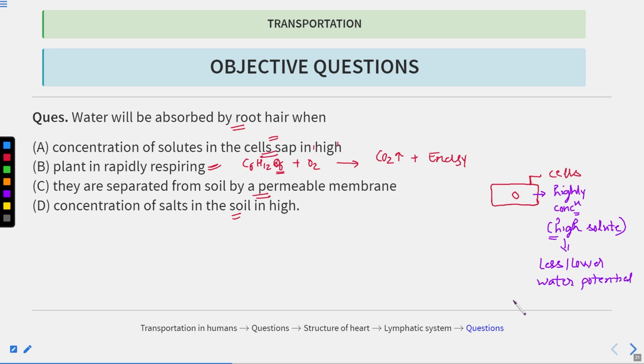Now, you know water flows from high water potential to low water potential. High water potential means the concentration of water molecules is high. Water always flows from high water potential to lower water potential.